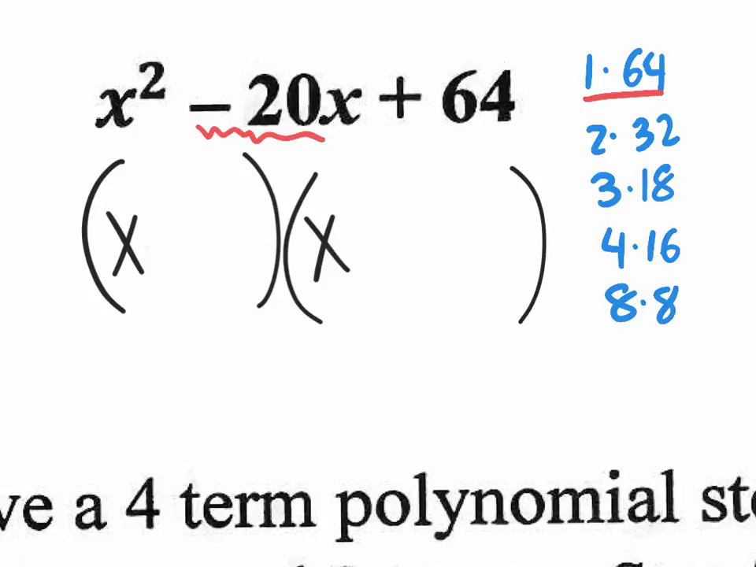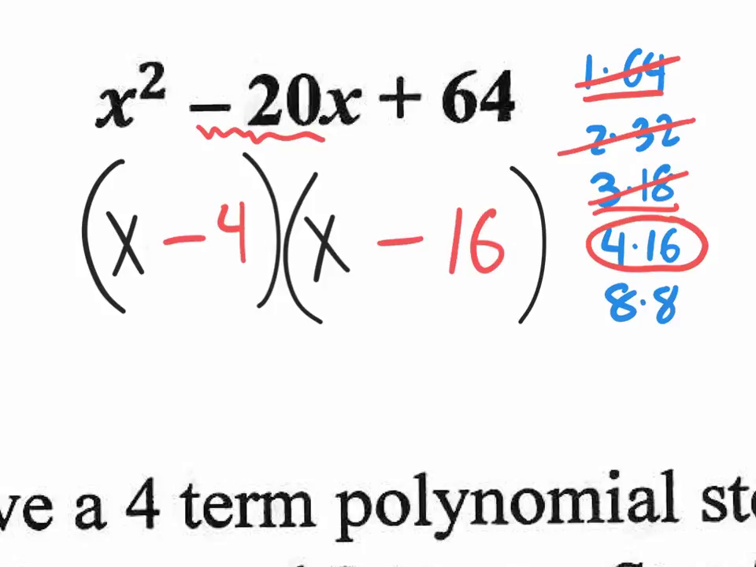If I add 1 and 64, I get 65. That's not negative 20. This is 34, not negative 20. This right here is 21, not negative 20. This right here is 20. So I have the right number, I just have the wrong signs. So what am I plugging into my answer? A negative 4 and a negative 16. And that's it.